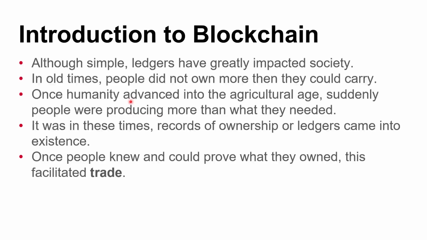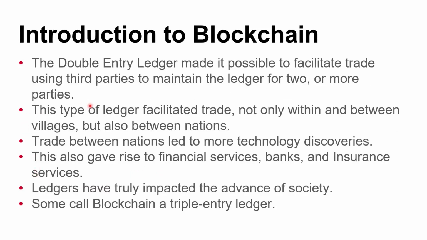In prehistoric times, people didn't own much more than they could carry. But once humanity advanced into the agricultural age, suddenly people were producing more than what they needed. It was in these times that records of ownership, or ledgers, came into existence. Once people knew and could prove what they owned, this facilitated trade. And then when the double entry ledger was invented, that made it possible to facilitate trade using third parties to maintain the ledger for two or even more parties.